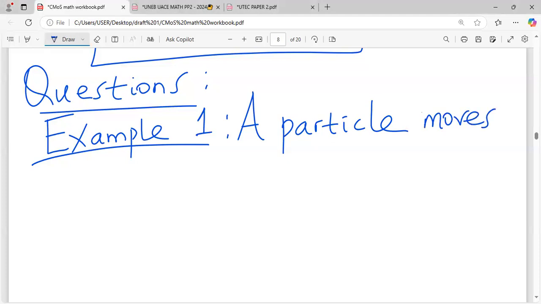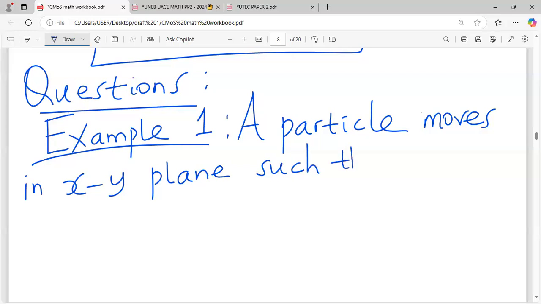A particle moves such that its position vector.